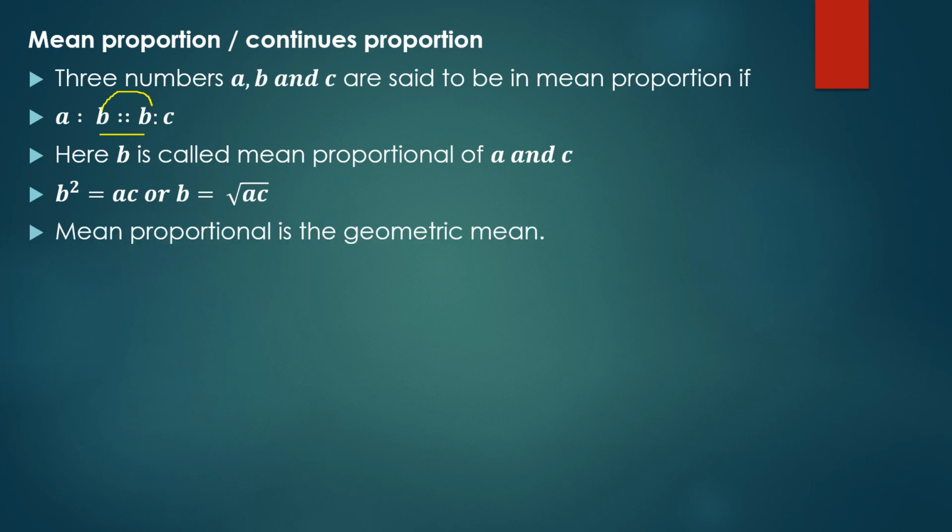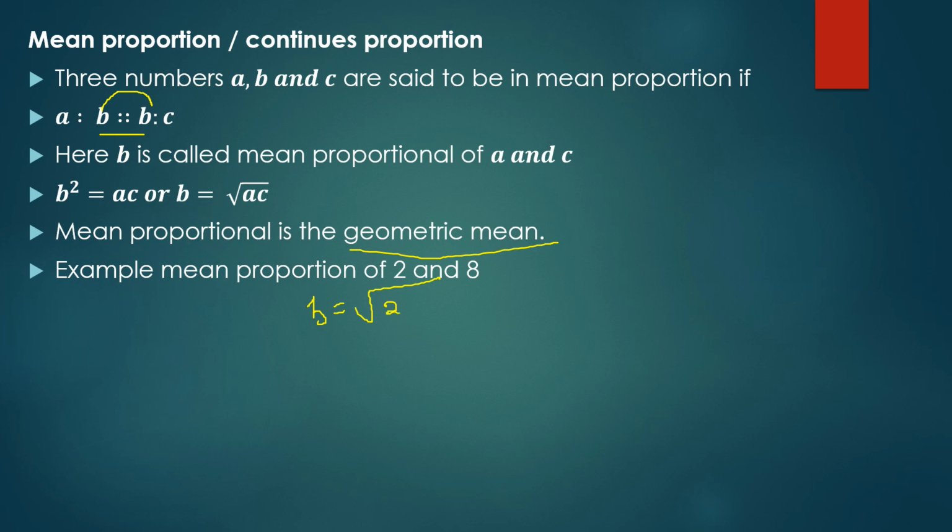It is also called the geometric mean of two numbers. For example, if we want to find the mean proportional of 2 and 8, our mean proportional will be the square root of the product of the numbers, that is, the square root of 2 into 8. So that will be the square root of 16. So 4 is the mean proportional of 2 and 8.